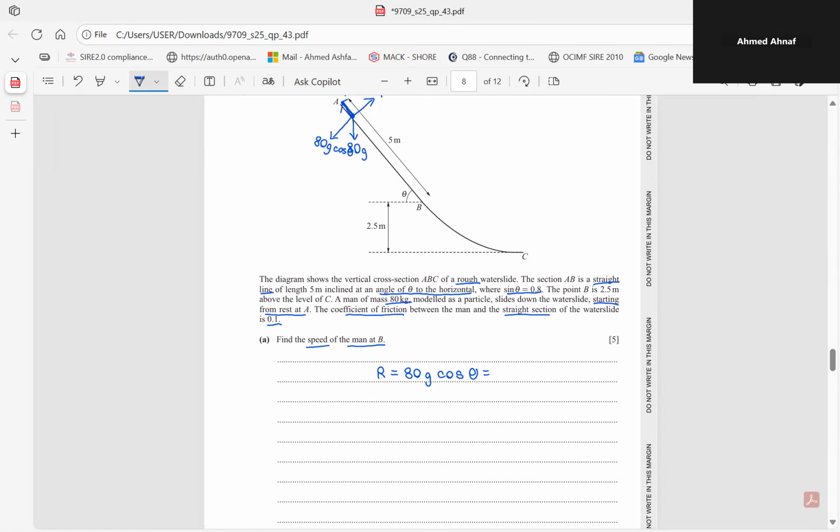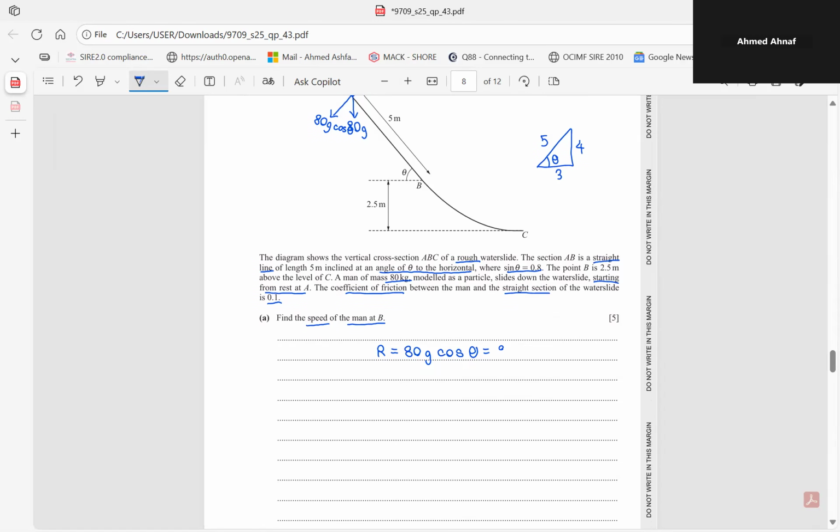So let's make a right angle triangle here. Sine theta is 0.8, so that is 4 over 5. So 4 is opposite, 5 is hypotenuse, so this one would be 3. So 80g, that's 800. And then cosine theta is 3 over 5. So 800 times 3 over 5, you'll get 480 newtons.